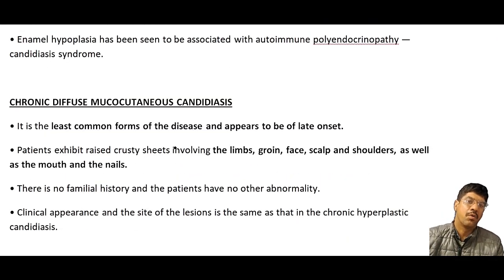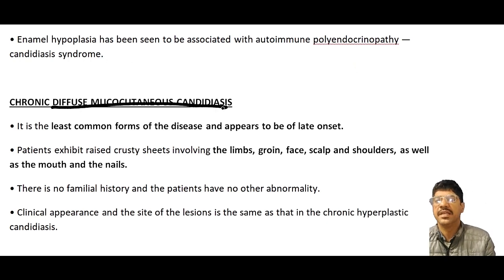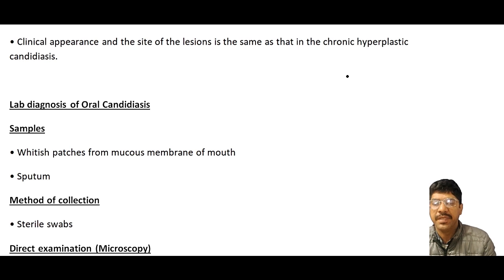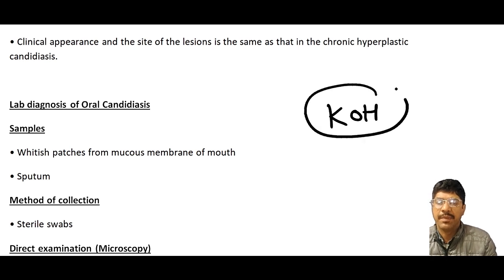The other form is chronic diffuse mucocutaneous candidiasis. These are all examples of secondary mucocutaneous candidiasis. Now, how can you diagnose oral candidiasis? For diagnosis, first of all, you can use microscopic examination. Fragments of plaque material can be smeared on a microscopic slide with potassium hydroxide and examined for typical hyphae.